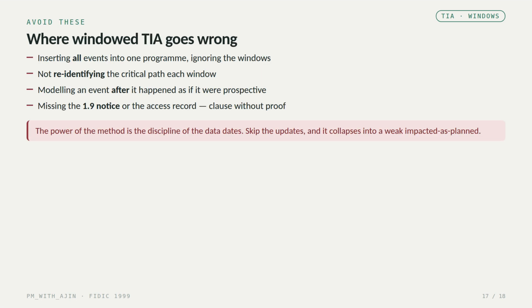Let me flag where window TIA goes wrong: inserting all the events into one single program and ignoring the windows altogether, failing to re-identify the critical path at each window, so you miss the shift from access to structure. Modeling an event after it happened, as if it were still prospective, that's mixing your methods, and missing the 1.9 notice or the access record, a clause with no proof behind it. The power of this method is the discipline of the data dates. Skip the updates, and it quietly collapses back into a week impacted as planned.